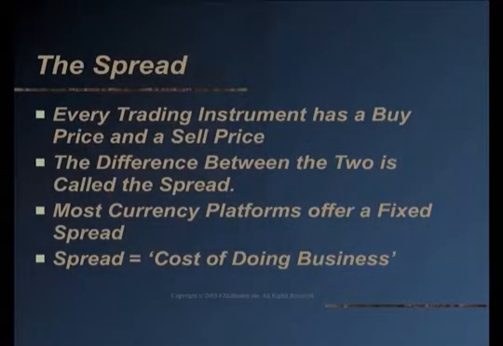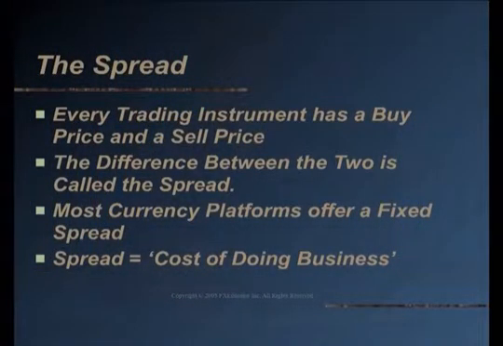Let's talk about the spread for a moment. Every trading instrument, whether it's a stock, futures, or foreign exchange, has a buy price and a sell price. The difference between these two is called the spread. Most currency platforms offer a fixed spread, so you can say in many cases that perhaps a currency pair has a 3 pip spread, for example. I want you to think of the spread as the cost of doing business. In other words, most of the currency trading platforms that are available today do not charge commissions or data fees or any other type of outside fees. They just charge the spread. That's how the market maker gets paid. That's the cost of doing business. So your goal as a trader is to overcome the spread. Once you've overcome the spread, you've broken even, and now you can start to make profit.